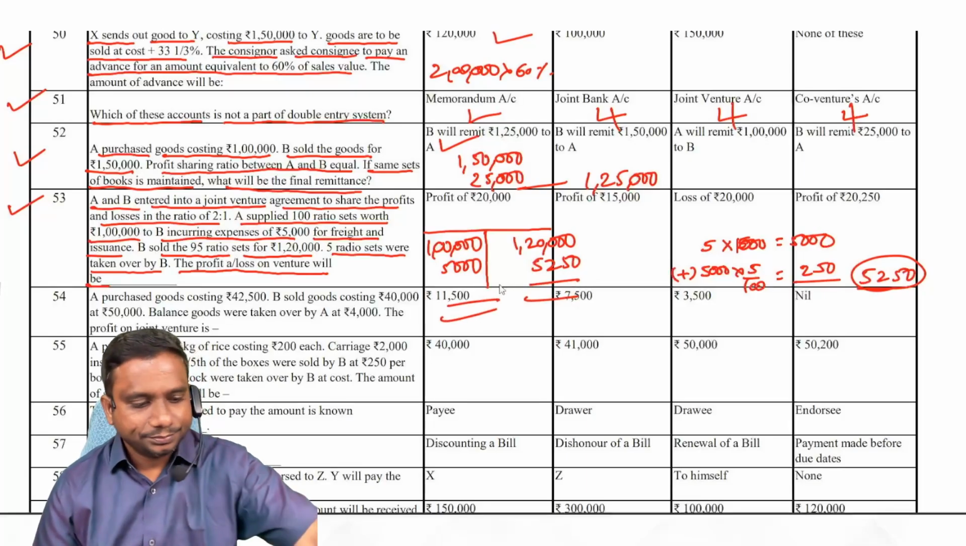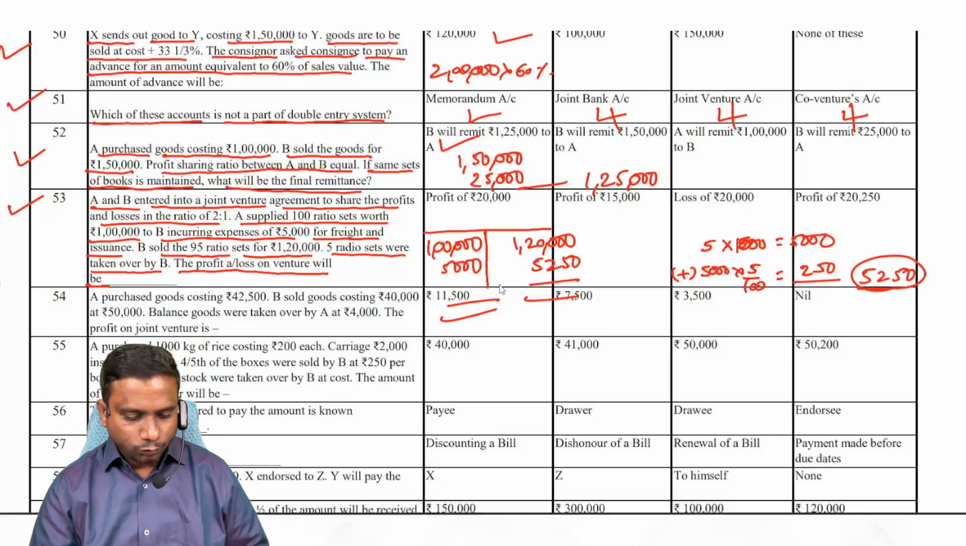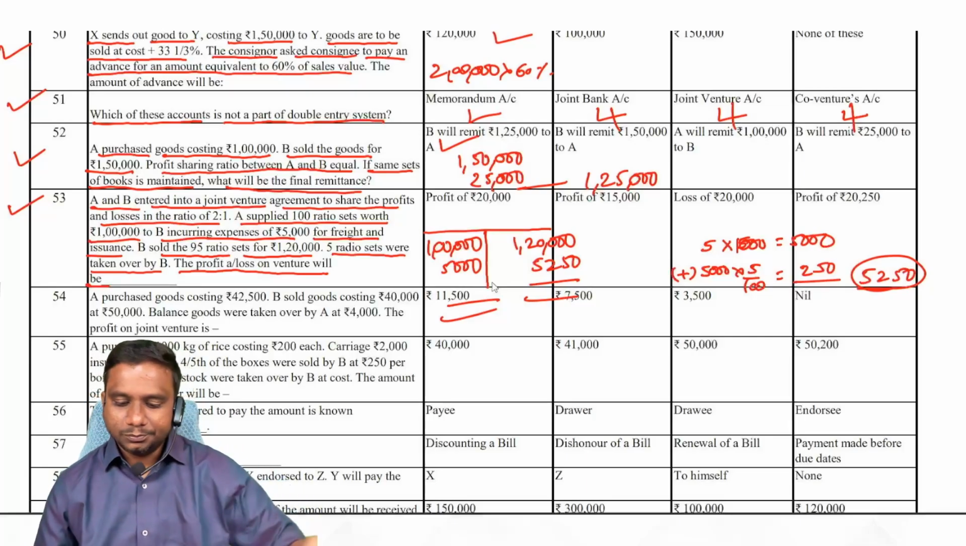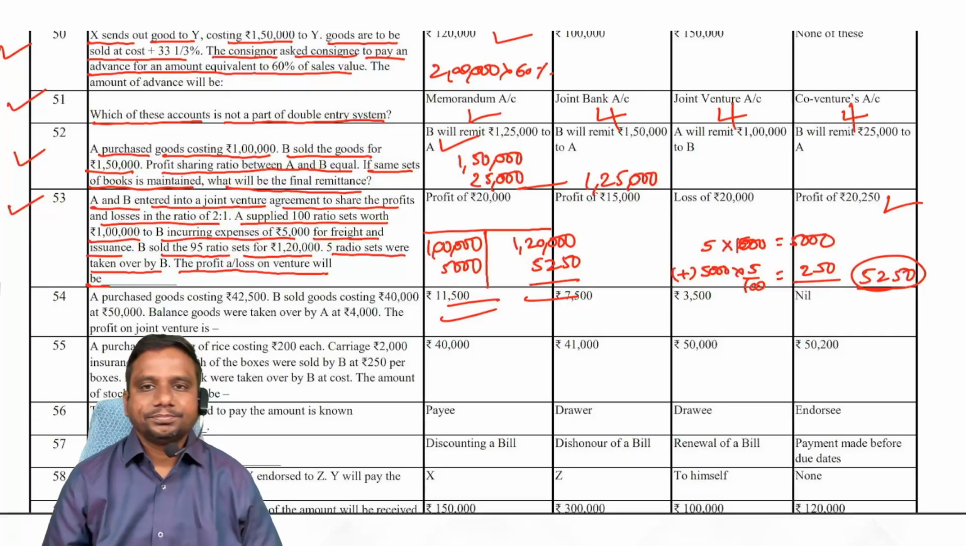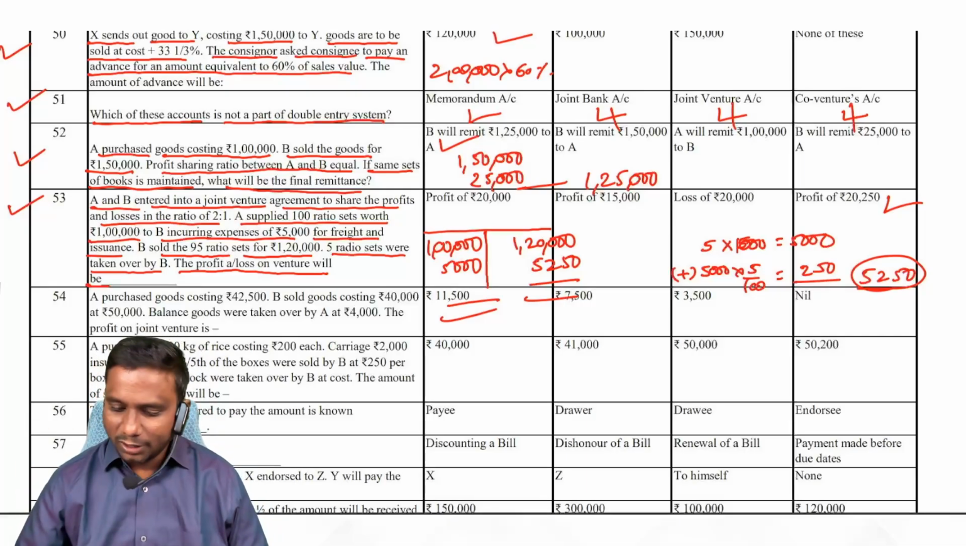Now calculate. 1,20,000 plus 5,250 minus 5,000. So 20,250 is the profit on venture. Option. Okay. Next one.